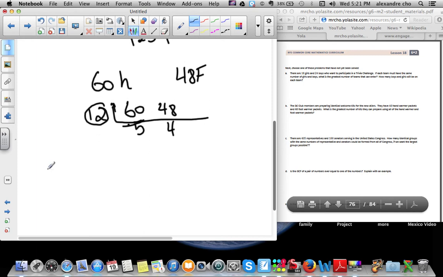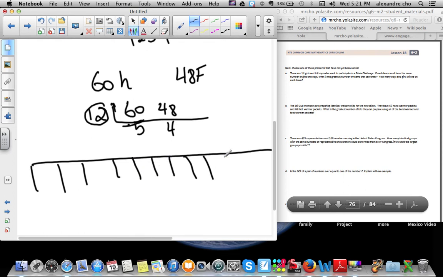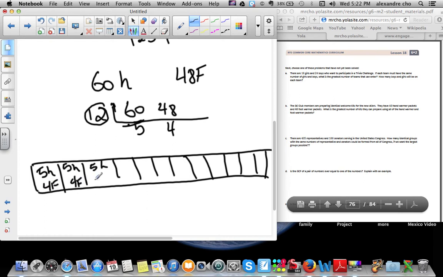So let's make this 12 kits. 1, 2, 3, 4, 5, 6, 7, 8, 9, 10, 11, 12. There you go, 12 little goodie bags. So if I have 60 hand warmers, 60 divided by 12 means I'm going to have 5 hand warmers in each bag. That goes on, I'm not going to write them all. And if I have 48 foot warmers and 12 goodie bags, 48 divided by 12 is 4 foot warmers. So each kit is going to have 5 hand warmers and 4 foot warmers. So if you're a new ski member, you'll get a goodie bag that has those particular items.